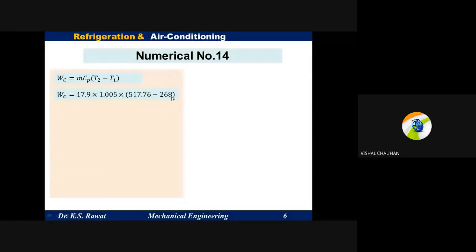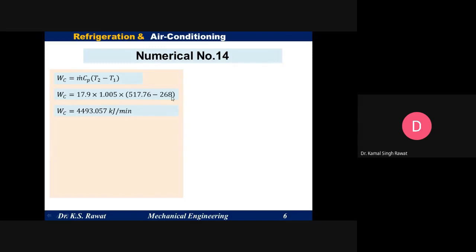Yes sir. Okay. So calculate the value of WC. Sir, 4492 kilojoule per minute. 4493.057 kilojoule per minute. Okay. So approximately same है. थोड़ा बहुत वेरिएशन हो सकता है.